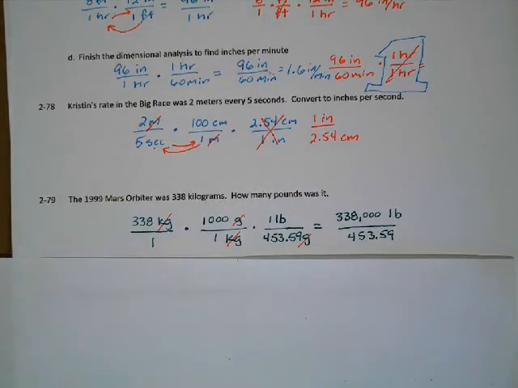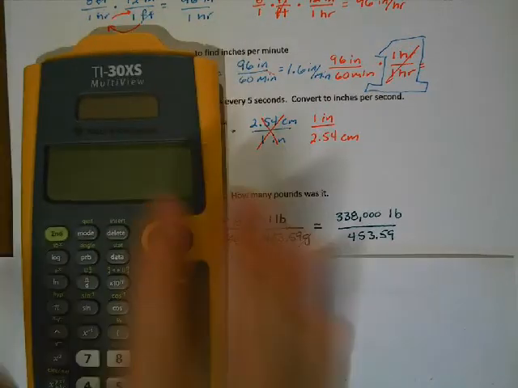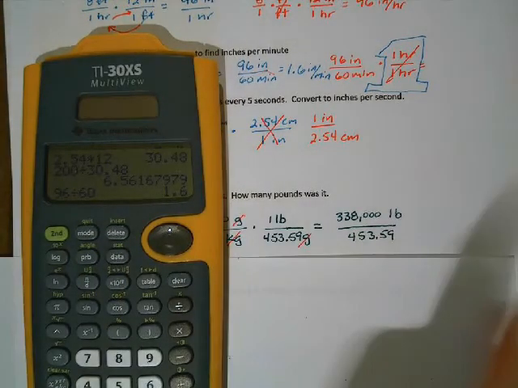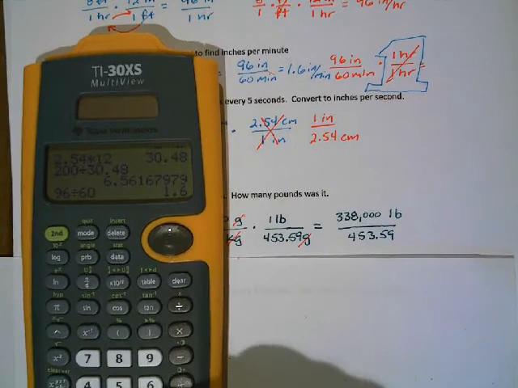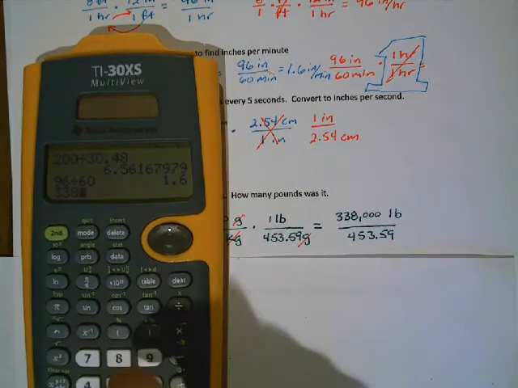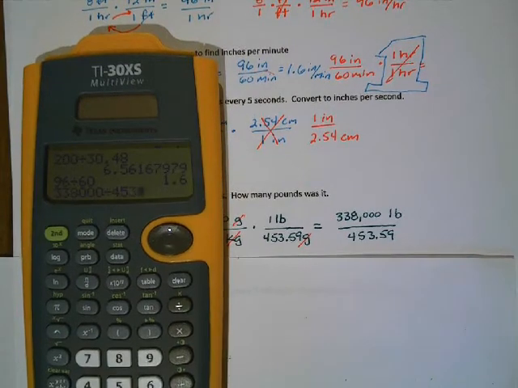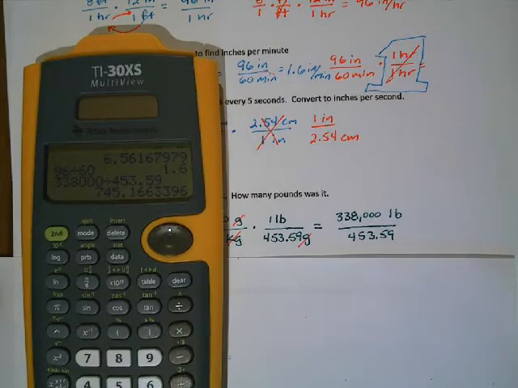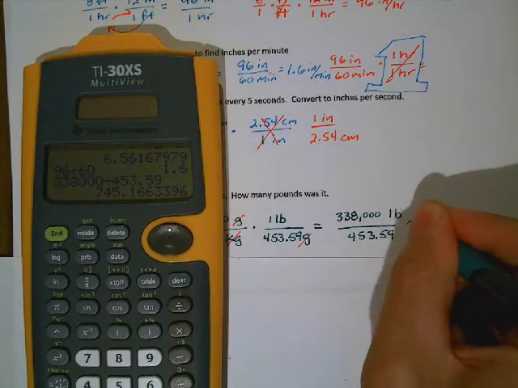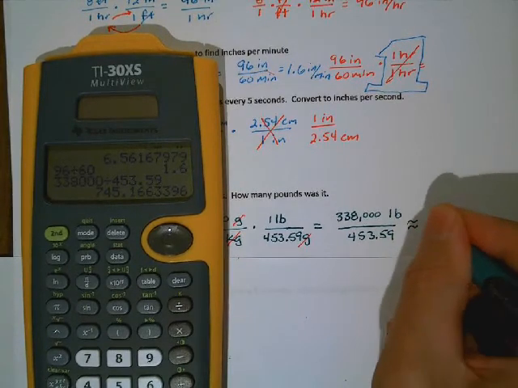Now, of course, we don't want to say that's how many pounds it was. That makes a lot of sense. So we're going to give it the unit rate amount. So we're going to do 338,000 divided by 453.59, and it comes out to 745.16. Let's just call that approximately 745 pounds.